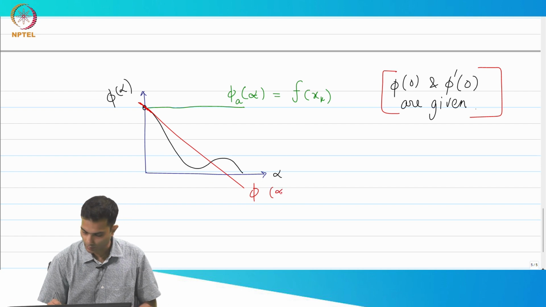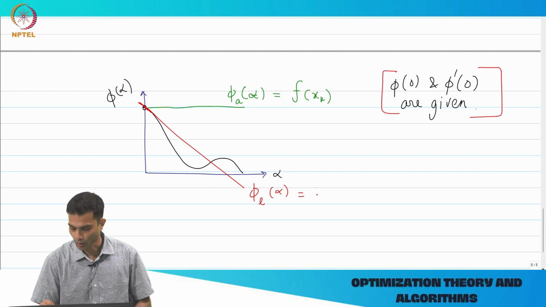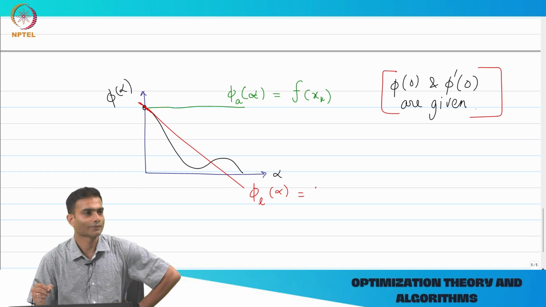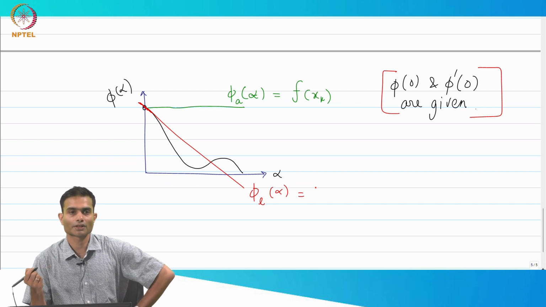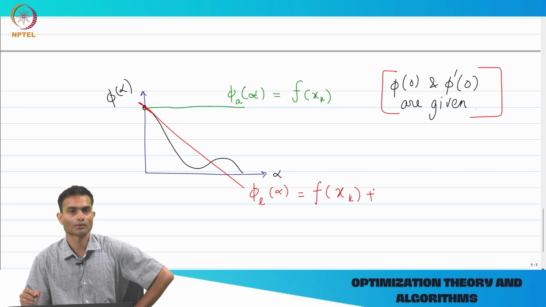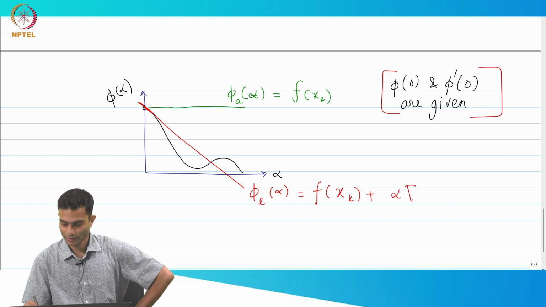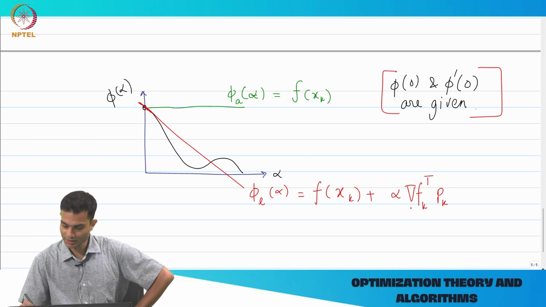What will be the expression for this? Won't we be simply using first order Taylor's theorem? That is essentially what it is, right. So what will it be? f of xk plus alpha times grad fk transpose pk, right. What is this term over here?